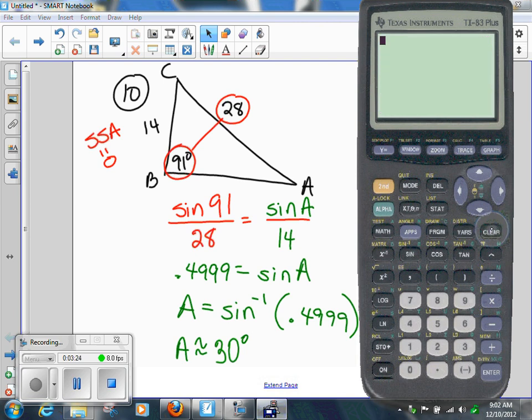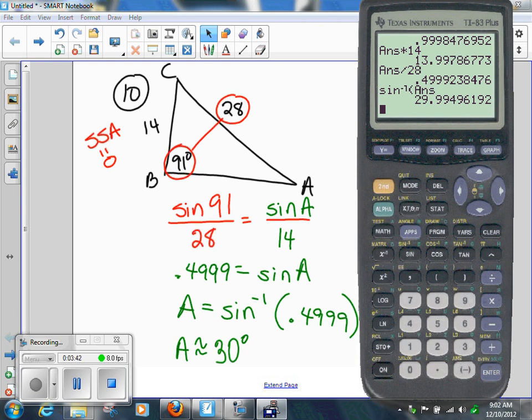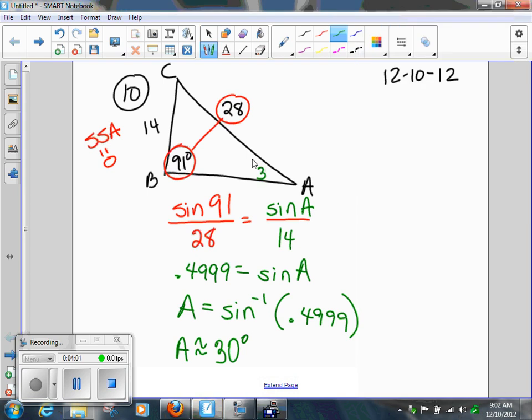Watch it again. Sine of 91 times 14 divided by 28. And then I know if I have the sine of an angle, I have to find the inverse sine of my answer, and it's 29.99. Has everybody figured out how to put this in your calculator? It'll save you a whole lot of writing. Here I am telling you not to write everything down. That's not like me. Okay? But it makes it very, very easy. So we've got angle A is 30 degrees.